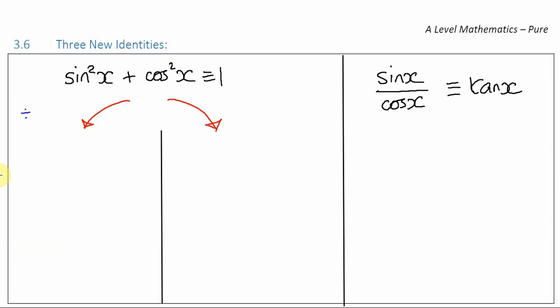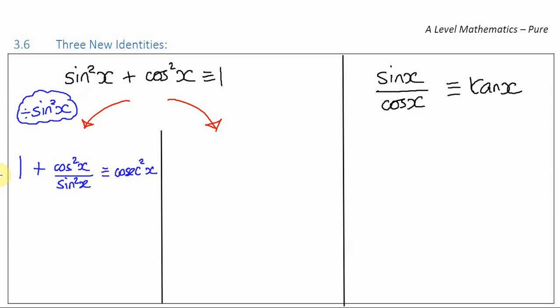both sides of that equation by sine squared x, then the first term becomes 1. The second term becomes cos squared x over sine squared x, which will simplify in a moment. And the right hand side becomes 1 over sine squared x, which by definition is cosec squared x. Now cos x over sine x, and then the whole thing has been squared.